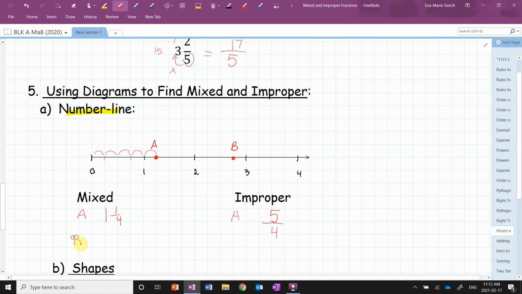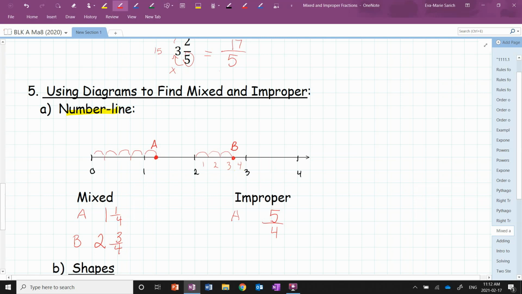Okay, let's look at point B. So what is the mixed number for point B? Well, we have traveled 1, 2 whole numbers. So that's going to be a whole number of 2. And then how much more did we travel? We traveled 1, 2, 3 of the 4. To get to here, we traveled 1, 2, 3 of the 4. So that's 2 and 3 of 4.